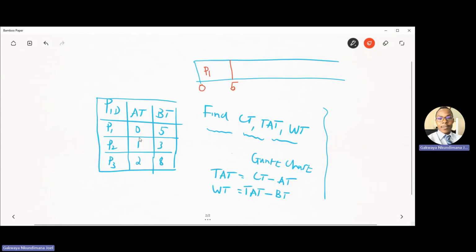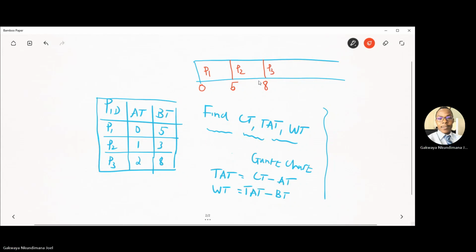Now, when it completes at 5 milliseconds, process 2 has to start. Process 2 was given 3 milliseconds, which means process 2 will need the completion time of process 1 plus its burst time, which will be 8. Correct?